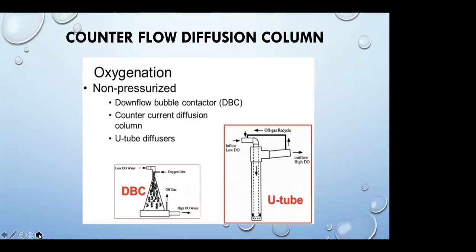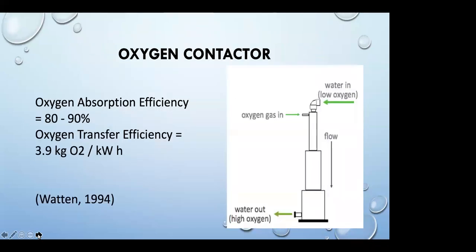Counterflow, these are some of the older U-tube type design, or the DVC, the downward bubble contactor. It works on almost the same basic principle as the saturator, just not under as much pressure. Oxygen contactor, there's some percentage of it. I'm pretty conservative there, saying the efficiency is about 80 to 90. It tends to be 90 and a little bit higher now with the more efficient designs.